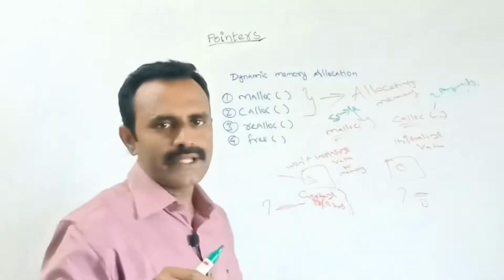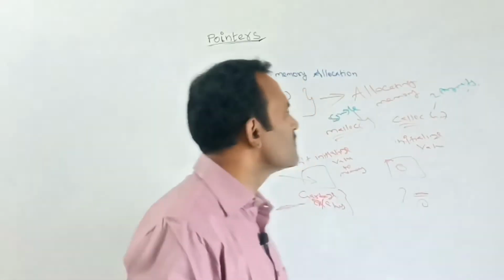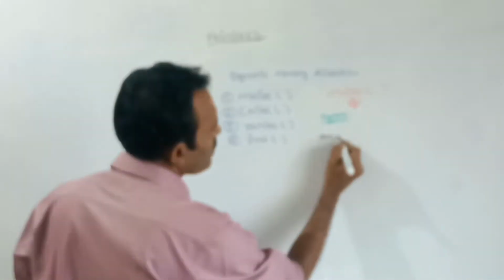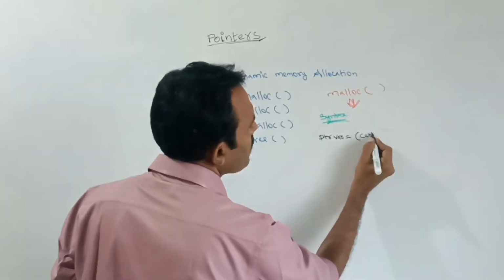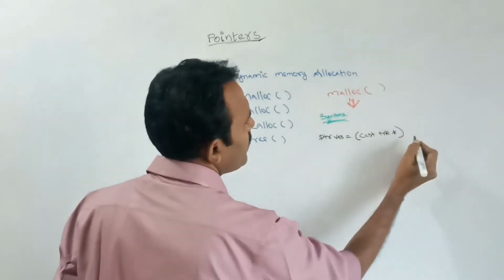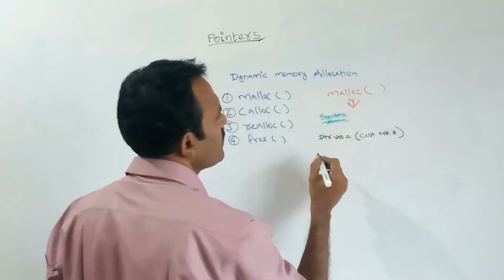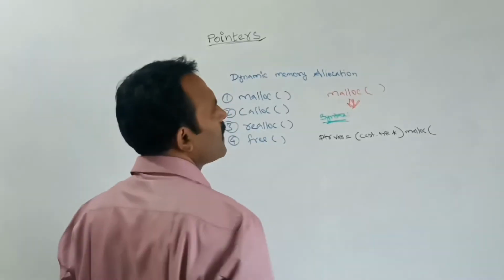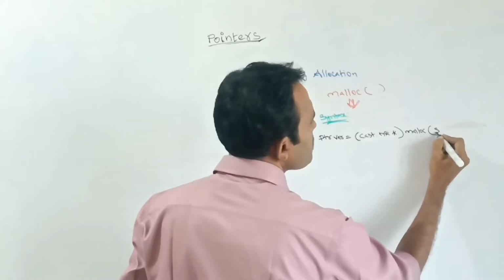These are the differences, but both functions, Malloc and calloc, are used for allocating the memory. Now let us see the syntax of Malloc. Very first, the pointer variable is equal to, next the cast type, that is a pointer, next the function name Malloc, next a single argument only, that is size.